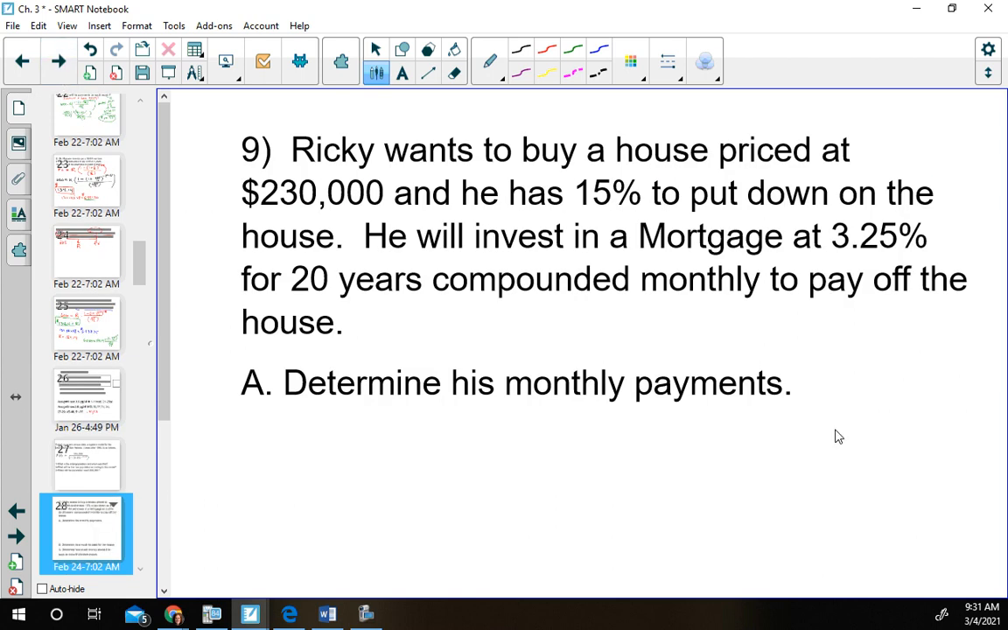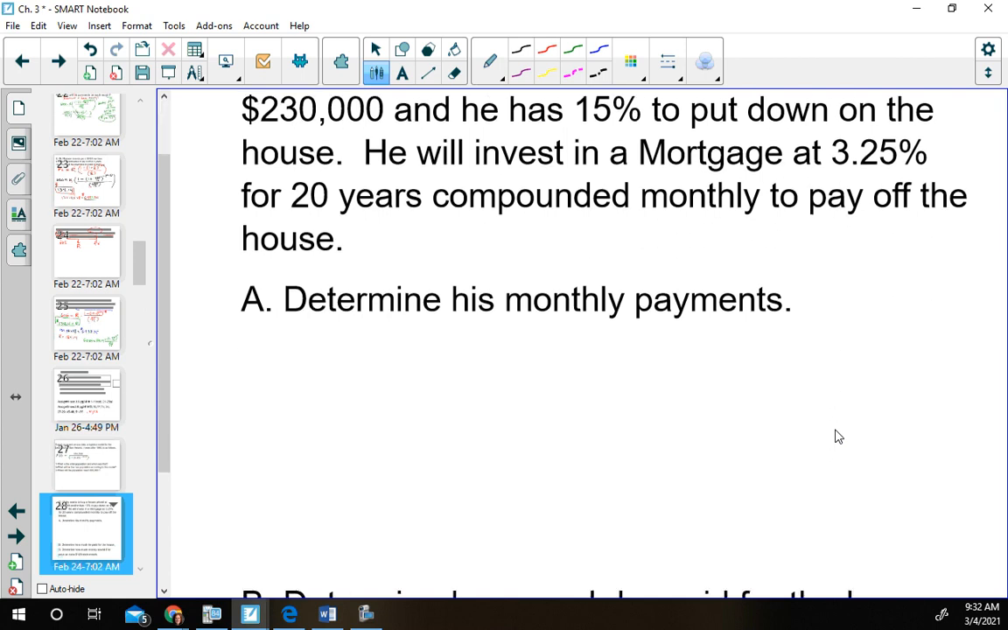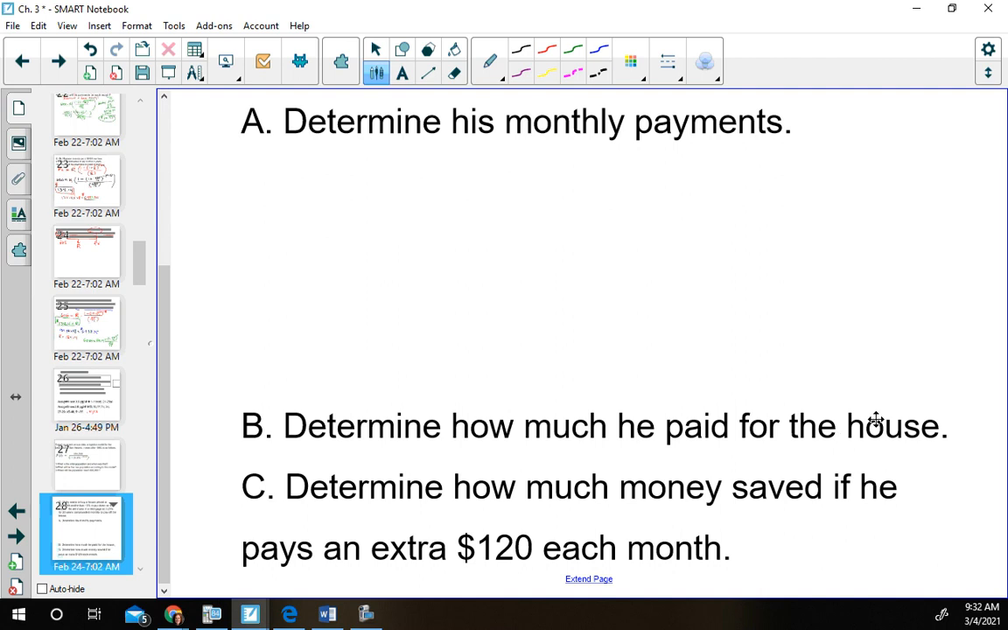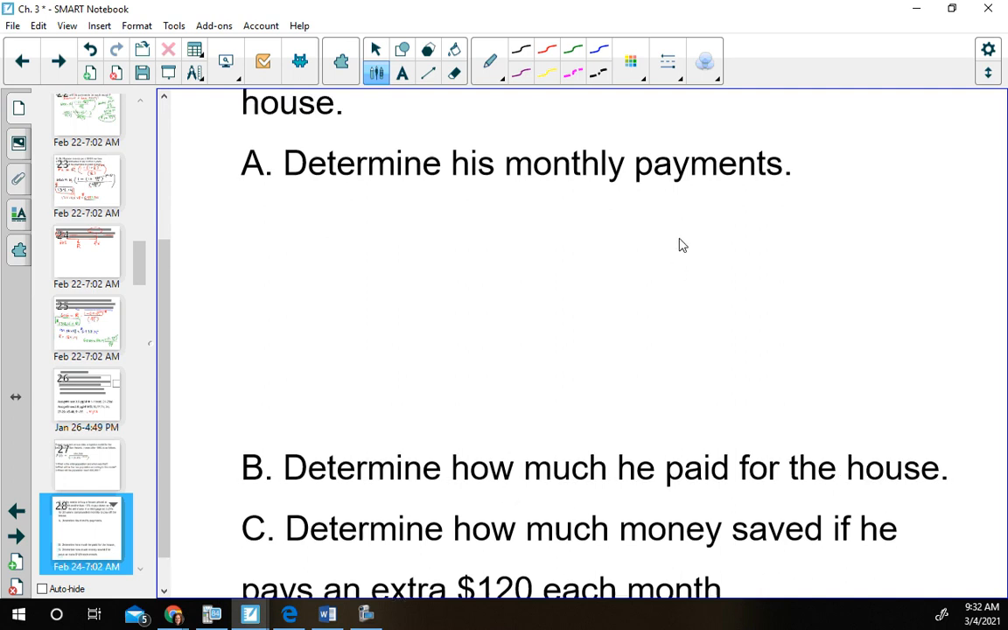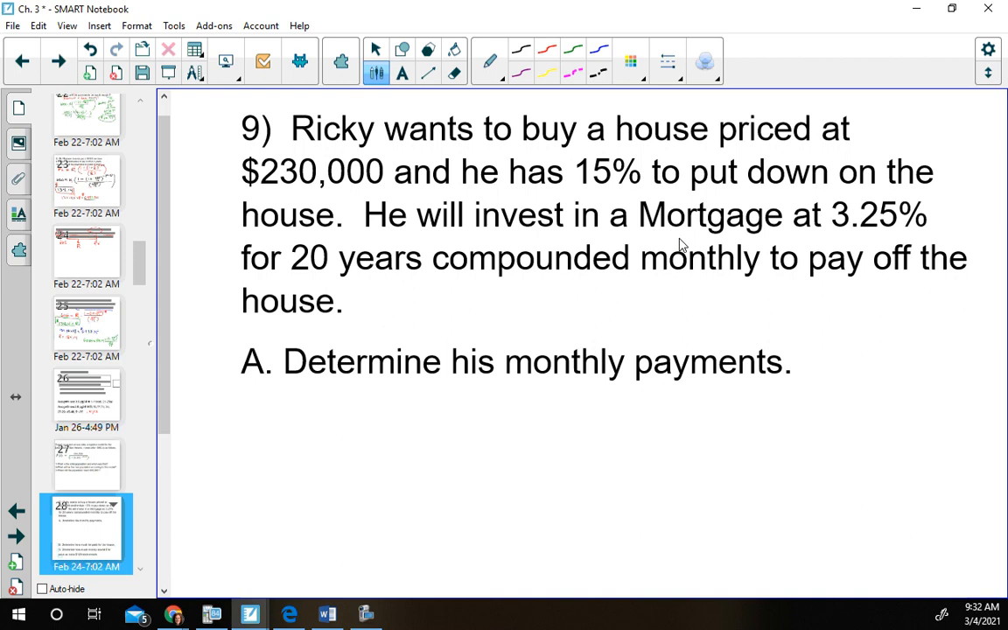Okay, so Ricky wants to buy a house priced at $230,000 and he has 15% to put down on the house. He will invest in a mortgage at 3.25% for 20 years, compounded monthly to pay off his house. Determine his monthly payments. Okay, after we determine his monthly payments, we are going to determine how much he paid for the house. Okay, and then we're going to determine how much would he save if he put an extra $120 a month in it.